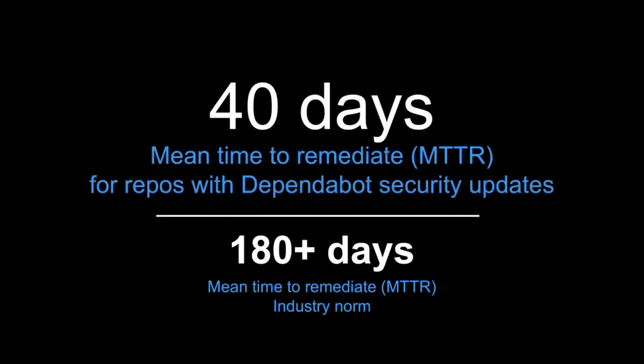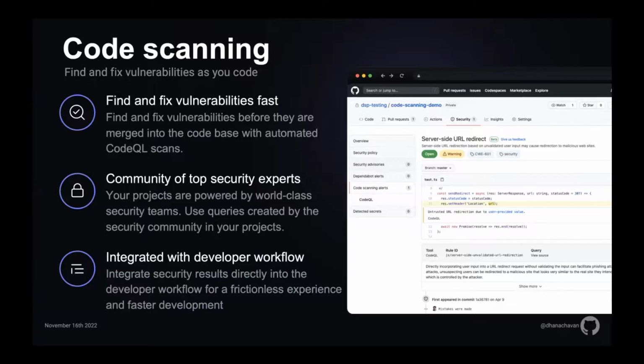In fact, and these numbers are so important, we have seen that for repos or repositories that have Dependabot security updates enabled, the mean time to repair or remediate is just 40 days. And compare that to the industry average of 6 months, right? So that's really powerful.